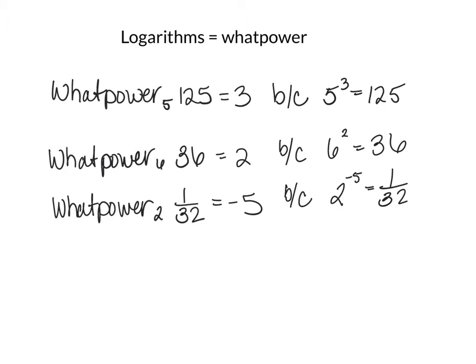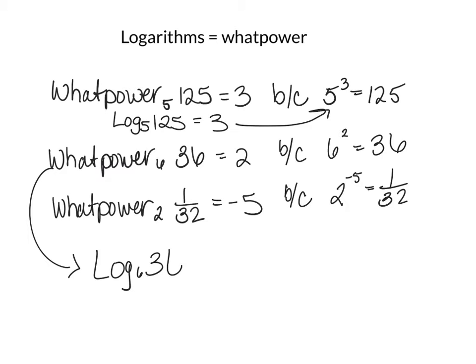So when we do what power 5 is 125, we're actually asking what is the log base 5 of 125, and that equals 3. And that is because 5 to the third power equals 125. So not only are we learning to evaluate logs with this what power function, by justifying our answer, we're learning how we can rewrite logs to exponential functions. They're inverses of each other. And so we can move back and forth between them, and that helps us solve equations that involve them as well. So what power 6 is 36 is actually asking us log base 6 of 36.